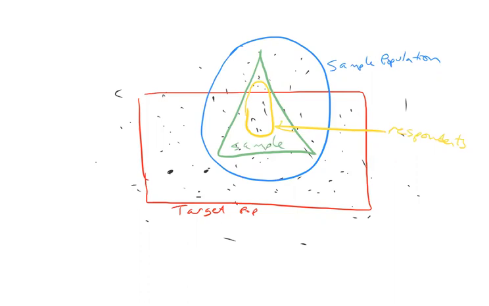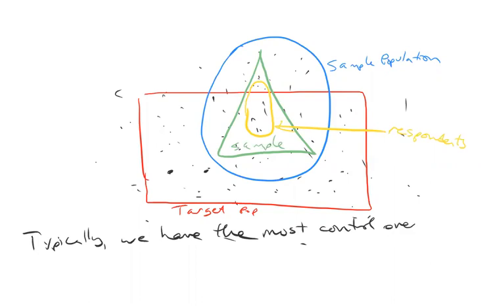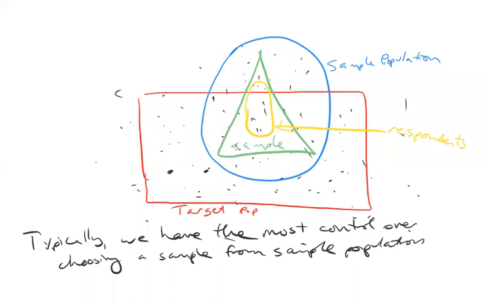But sampling from the sample population, if you give me a list of phone numbers, I have total control over how I choose from those phone numbers. If you have people walking by me in front of the Science Center, I have total control over which ones I decide to approach. So typically, we as study designers have the most control over choosing a sample from the sample population. And for this reason, there are the most statistical methods, the most math theorems, the most research about how to choose a sample from a sample population.